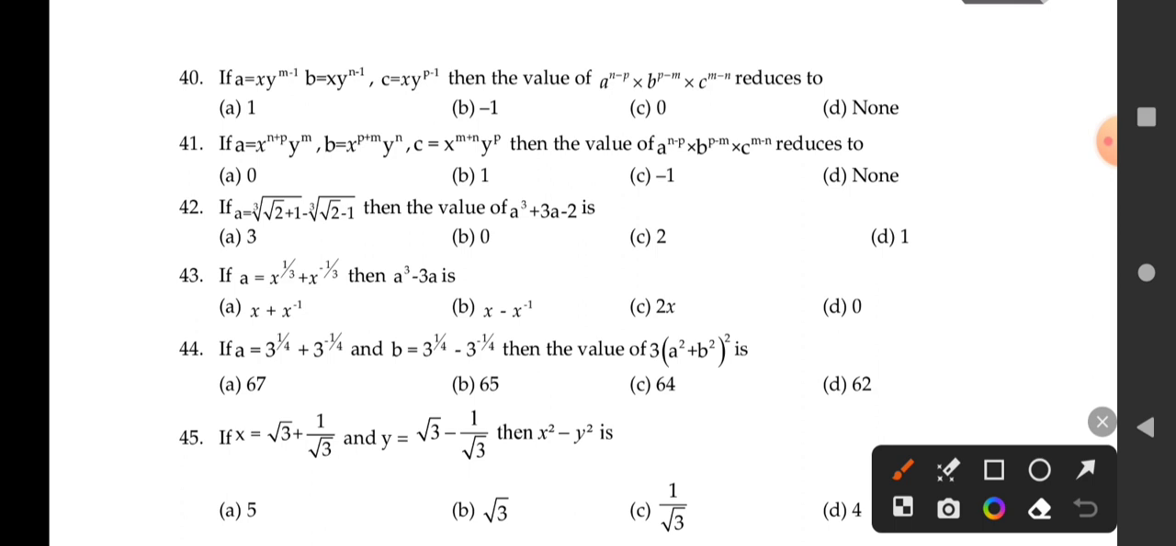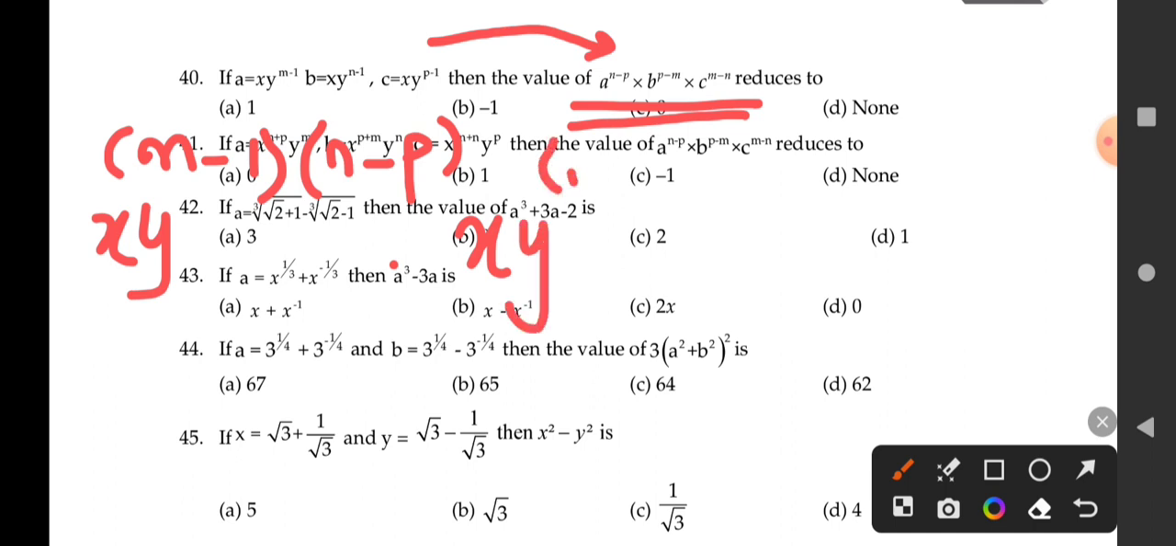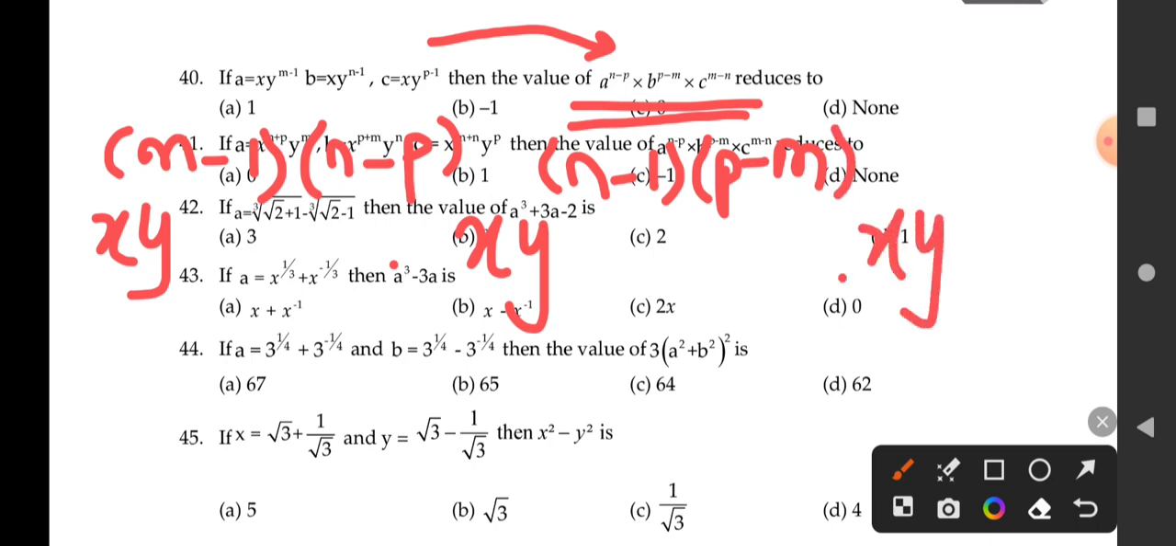So let us substitute a, b, c in the asked equation. So what do we have? A is equals to xy power m minus 1 n minus p, right? B is equals to xy power n minus 1 p minus m, c is equals to xy power p minus 1 into m minus n. Okay, now simple, expand.